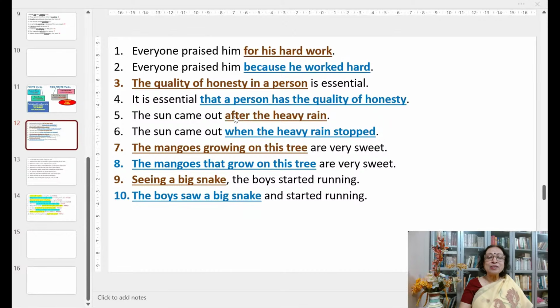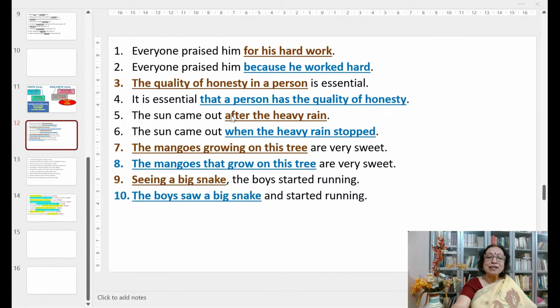Now, what happened for his hard work? What for his hard work? These are questions that are there in our mind when you use a phrase. So it is incomplete. Now, why am I calling it a phrase? All the brown colored ones are phrases and the blue colored ones are clauses. Because for is a preposition, his is a pronoun acting as an adjective, possessive adjective, hard is adjective, and work is noun. So we don't have a verb anywhere.